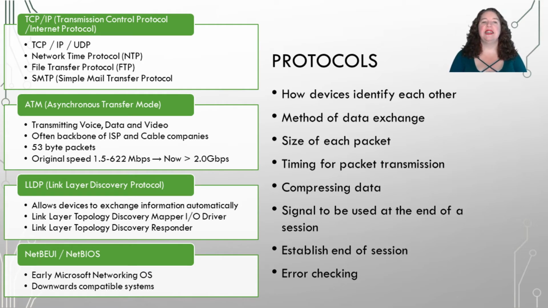Our Link Layer Discovery Protocol is used to detect other devices on your network. So if you want to talk to another computer or another printer, another device on your network, you're going to use an LLDP to do so. There are unique LLDPs that we'll talk about when we get into our protocols on that, that are proprietary. They involve simply the company that created them.